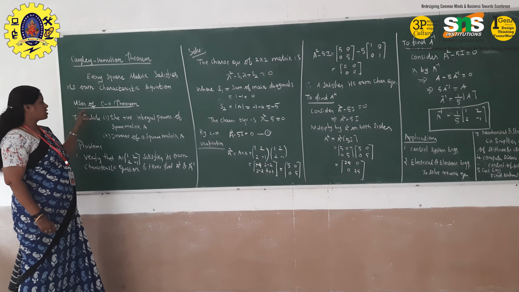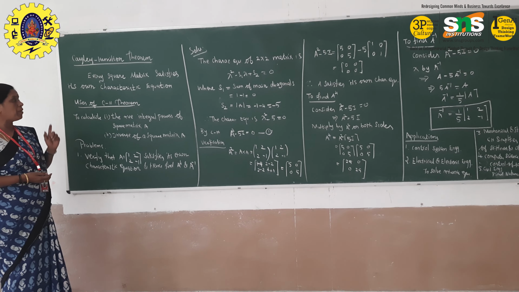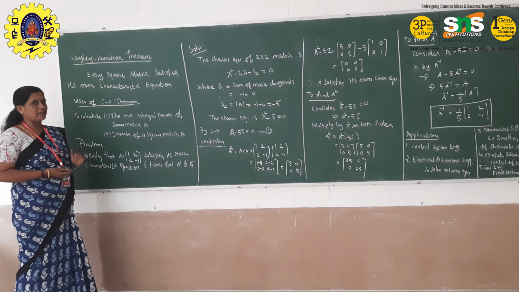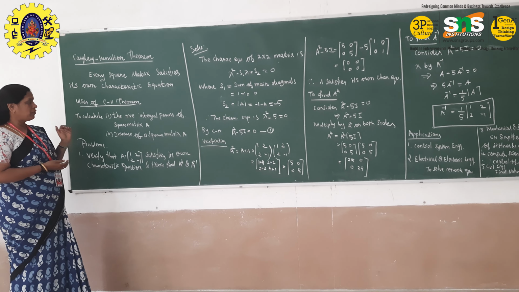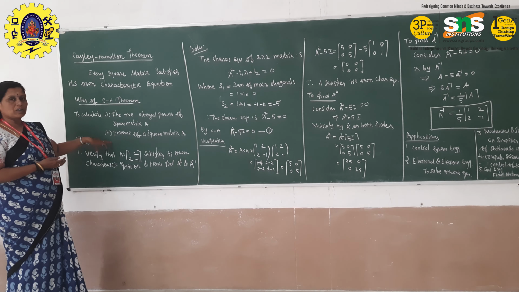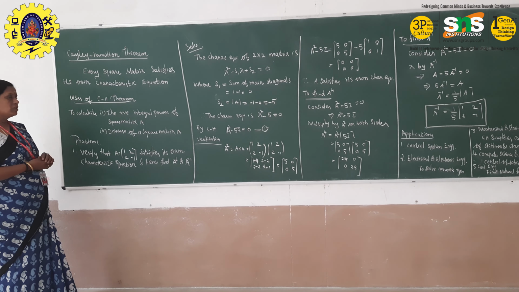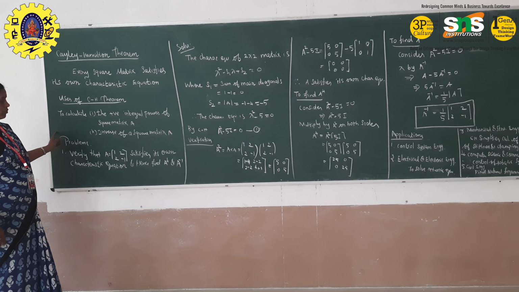The uses of the Cayley-Hamilton theorem are to calculate the positive integral powers of a square matrix and to find the inverse of a square matrix A. These two are the main uses of the Cayley-Hamilton theorem. Now we are going to see one problem.